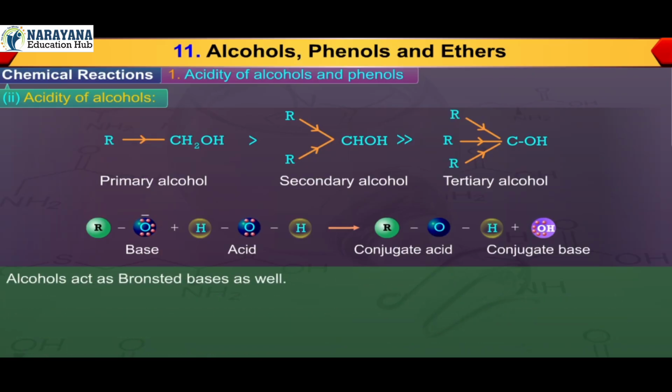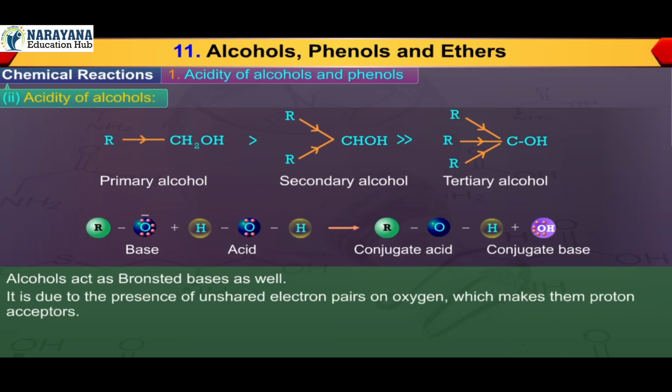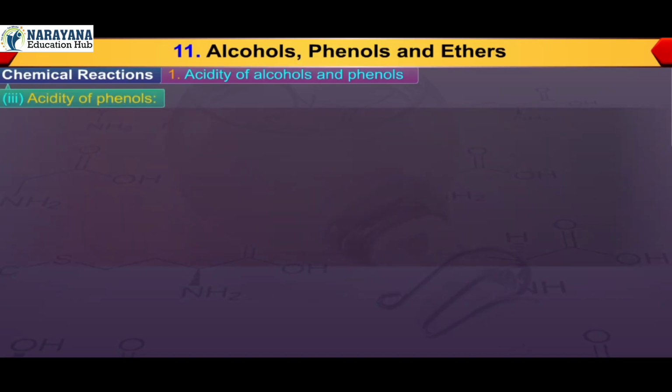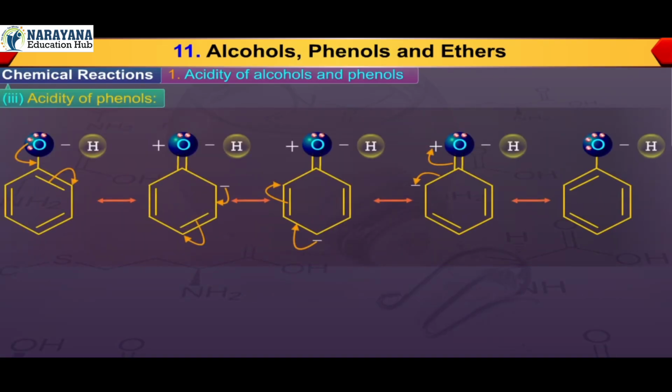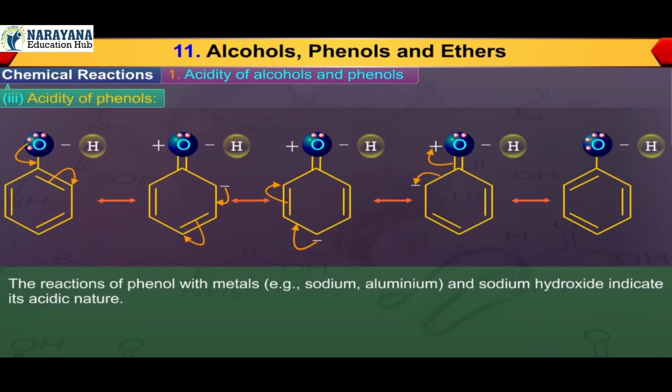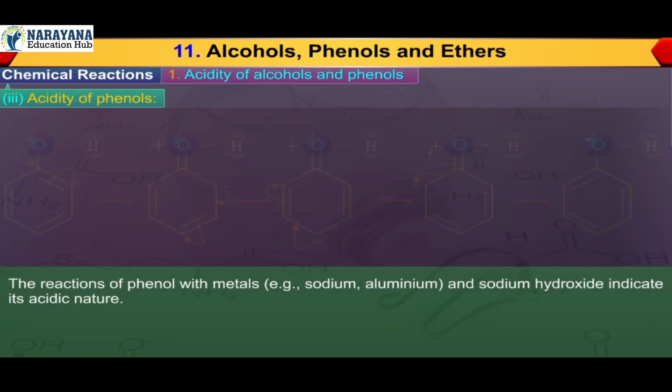Alcohols act as Bronsted bases as well. It is due to the presence of unshared electron pairs on oxygen, which makes them proton acceptors. Number 3. Acidity of phenols. The reactions of phenol with metals, for example sodium and aluminium, and with sodium hydroxide, indicate its acidic nature.